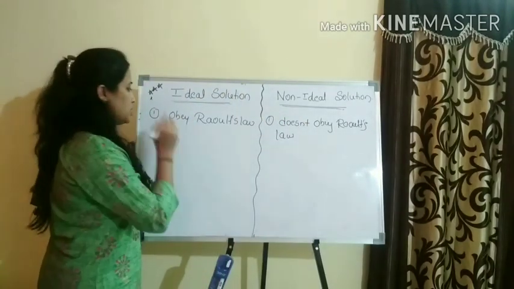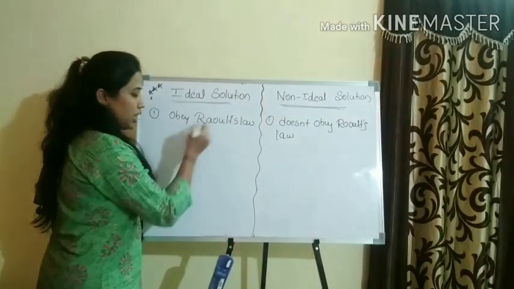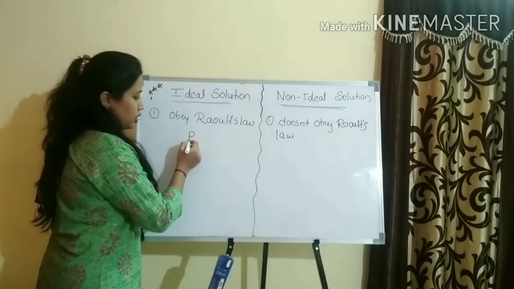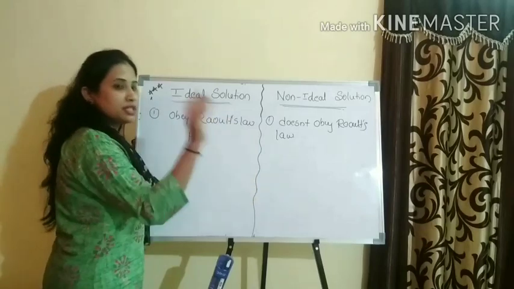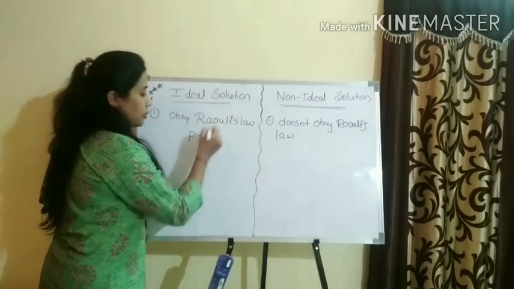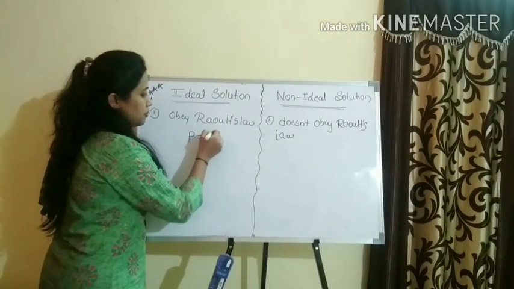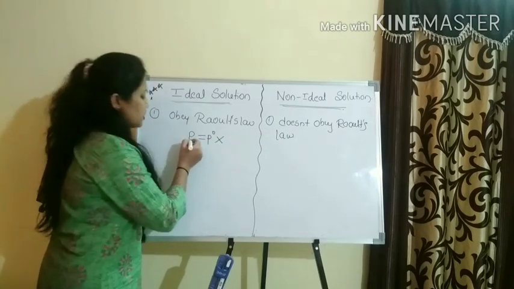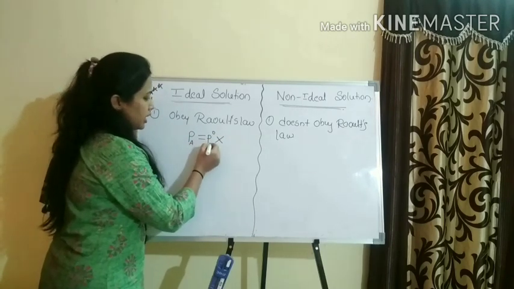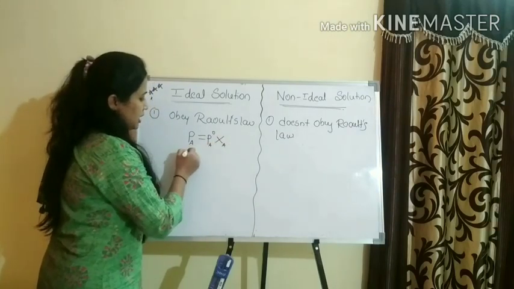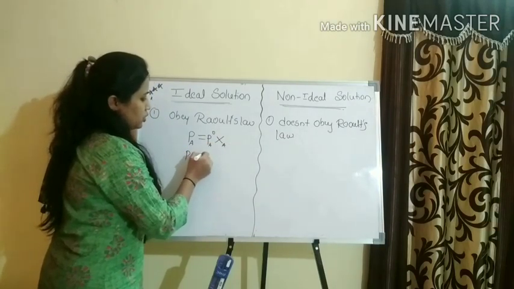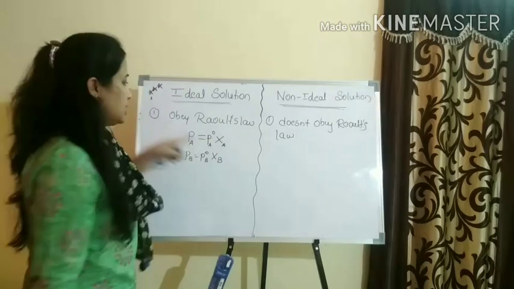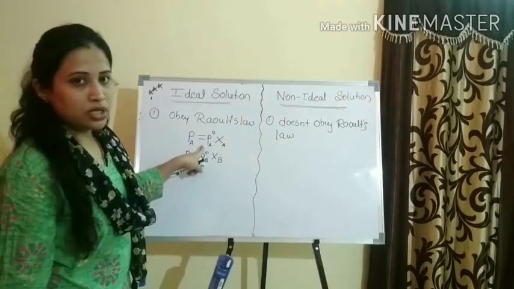Obeying means the vapor pressure of a solution is equal to the product of the vapor pressure of the pure component and its mole fraction. Let us take this as component A: PA is equal to P naught A into XA. Similarly, PB is equal to P naught B into XB. This is what Raoult's law says.